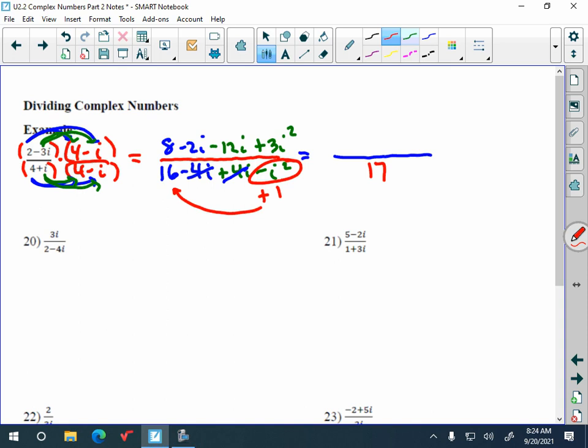All right, plus 3i squared at the end, that's just going to change to minus 3, which then I can add to the 8. 8 minus 3, that's going to give me 5. And then the negative 2i minus 12i in the middle, I can combine those together. That's negative 14.